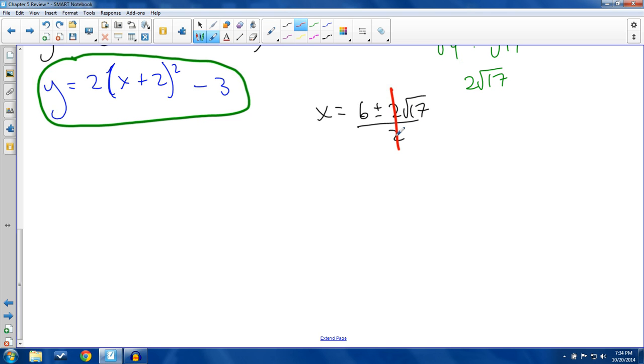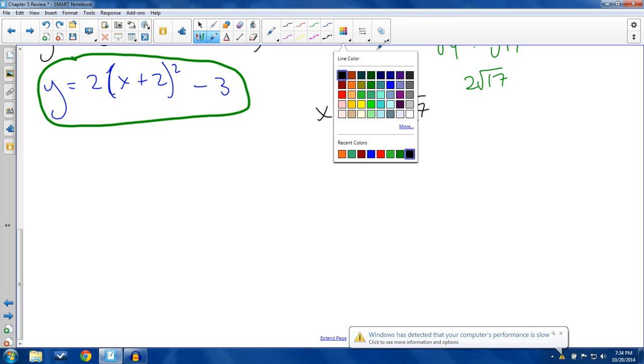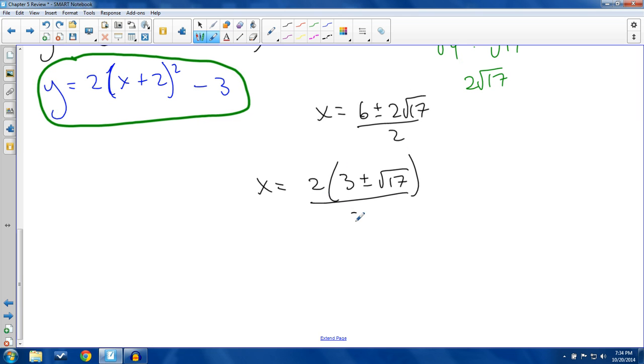You just divided 2 by 2. That's fine, but you can't just cancel this out. You have to make sure you're dividing the 6 by the 2 as well. So there are a few ways that you can accomplish this to be certain. One way is to factor a 2 out of the top. And what's left on the inside is 3 plus or minus 1 times the square root of 17, which is just the square root of 17. This is divided by 2. 2 over 2 is 1, so you're just left with x equals 3 plus or minus the square root of 17.